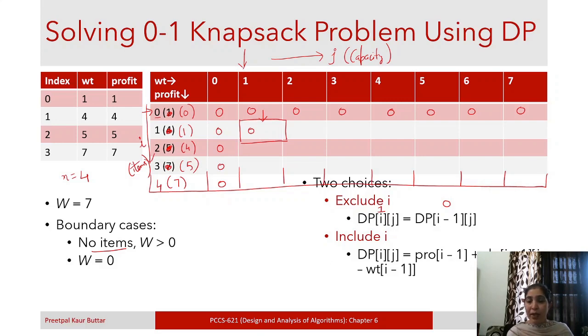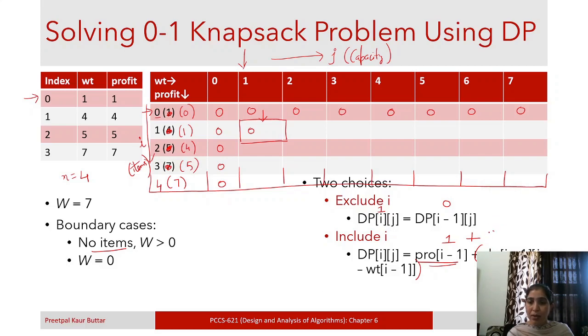And if you decide to include I, then you will get its profit. Okay, so profit I minus 1. Why I minus 1? Because this first item here, it will be stored at index I minus 1 in your weight and profit array. Okay, so its profit is 1 plus, okay, so you have earned its profit. Now what is the subproblem which is left? The subproblem which is left is with the remaining number of items.